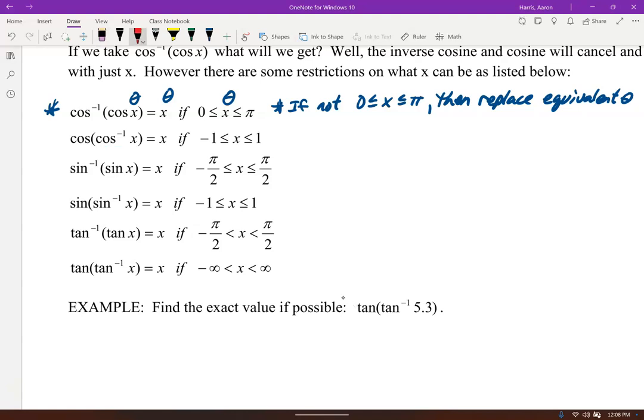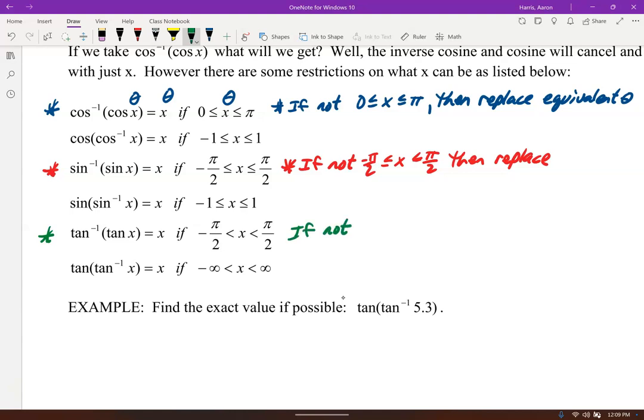The next one, put a little star on the arc sine of the sine. And if it's not between there, then replace it with something that works. And finally, same thing here. If not, again, that's because the tangent normally is just not restricted. You can find the tangent of anything. Okay, that's the reason that you've got some caveats here.